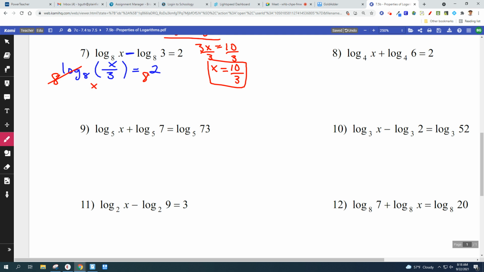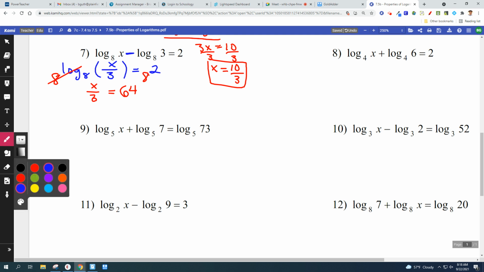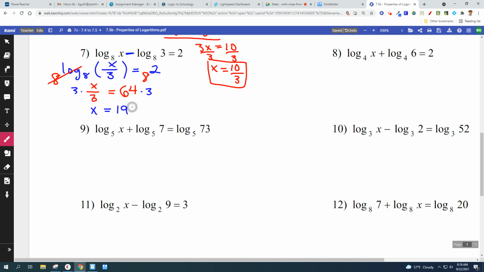So x over 3 equals 8 squared. 8 squared is not 16. It's 64, right, because it's 8 times 8, not 8 plus 8. X over 3 equals 64, at which point I'm going to multiply both sides by 3. 64 times 3. Let's see, 60 times 3 would be 180. 4 times 3 is 12. I got 180. I got 12. That's 192. Use a calculator if you need to.